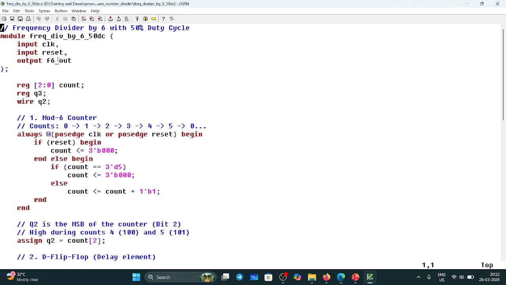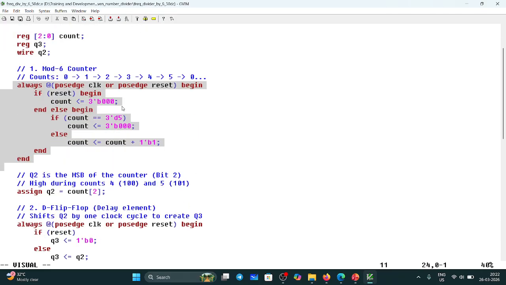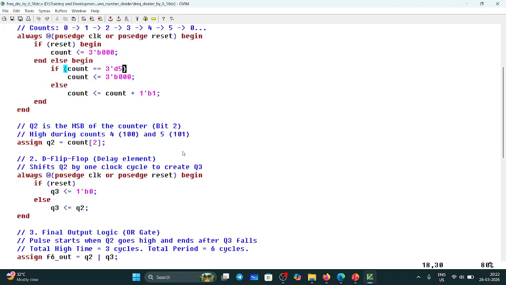So input clock, input reset, output F6 underscore out, reg 2 down to 0 count, reg Q3, wire Q2. So first I need to design which counter? Mod 6 counter. Okay. Always block, at positive edge of clock or positive edge of reset, begin if reset, so count is initialized to what? 3'b000. Else if count becomes 5, count should come to 0. Else count will be count plus 1. Okay.